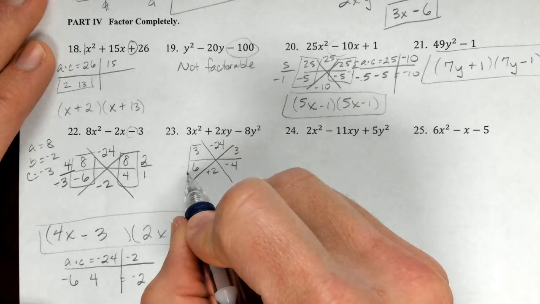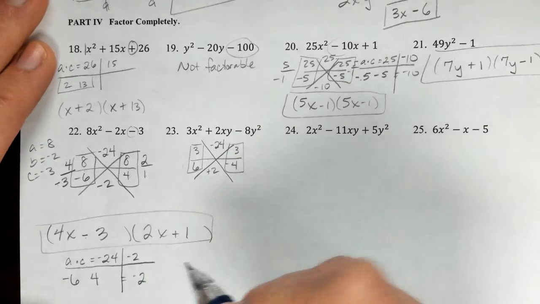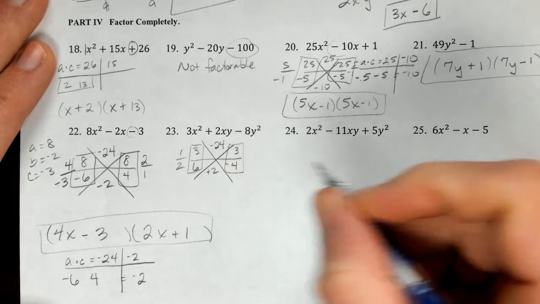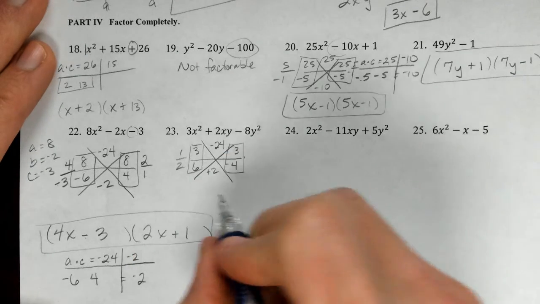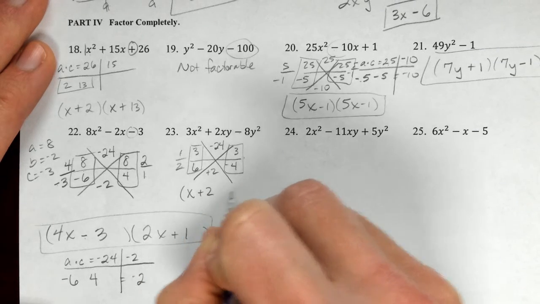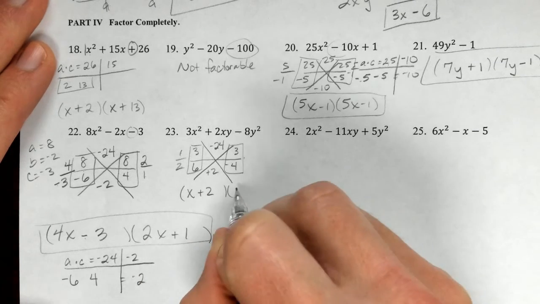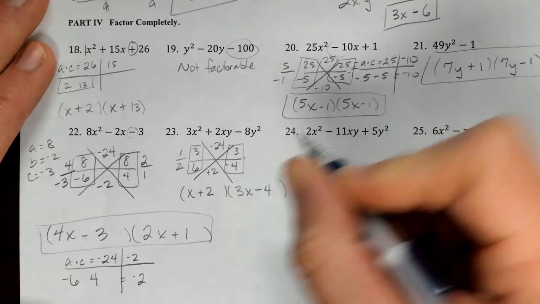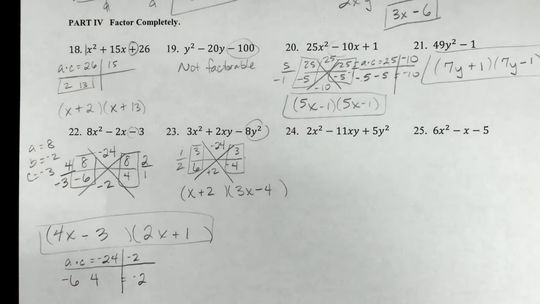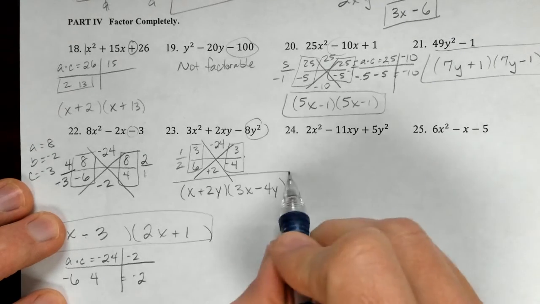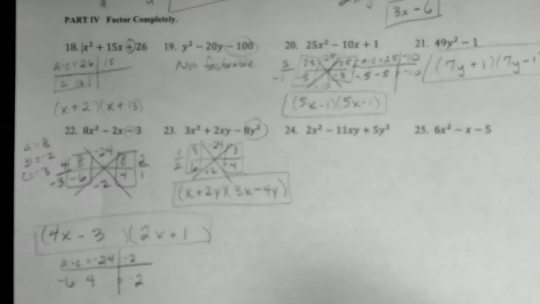Alright, so once again, here are the fractions that I care about. I want to reduce that, so both of those are divisible by 3. That reduces to 1/2. This does not reduce. So I've got x plus 2, and I've got 3x minus 4. Now, I need this negative 8y squared. I need it to be y squared. Okay, so I need to throw a y on the end of both of those.